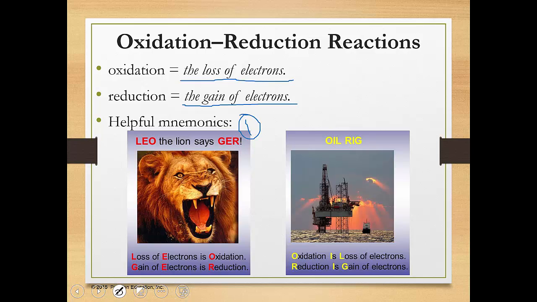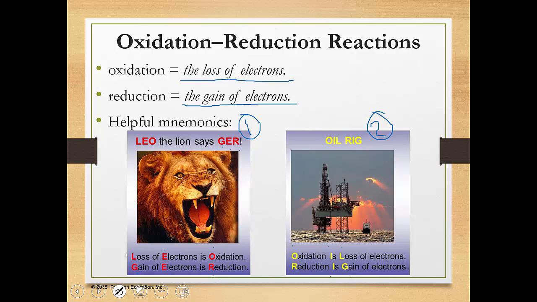The first one is Leo the lion goes grr, where Leo, L-E-O, is loss of electrons is oxidation, and the lion says grr, gain of electrons is reduction. Okay, so losing electrons, oxidized, gaining electrons, reduced. The other mnemonic people like to use is OIL RIG. And this one may make a little more sense. Oxidation is the loss of electrons. Reduction is the gain of electrons.